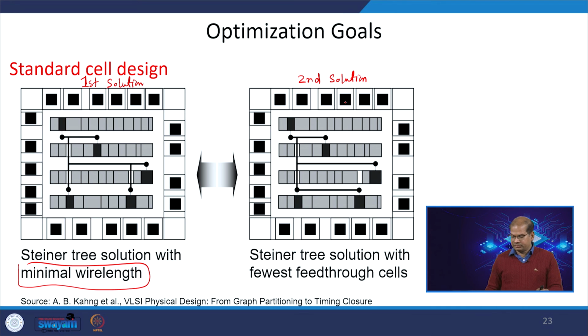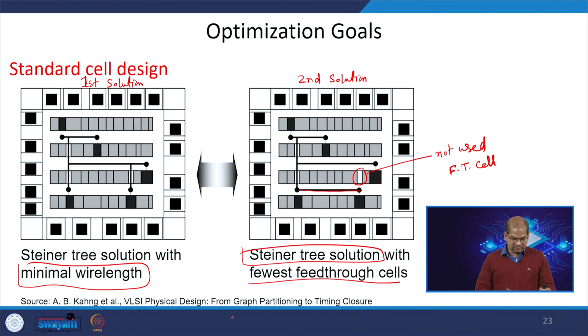In the second routing solution, my routing is different. My interconnect distance is higher. If you can see here, I have added these extra lines. The point here is that we have reduced one feed through cell. So, here this feed through cell is not used, and this feed through cell is not used. So, this is a standard tree solution with fewer feed through cells.